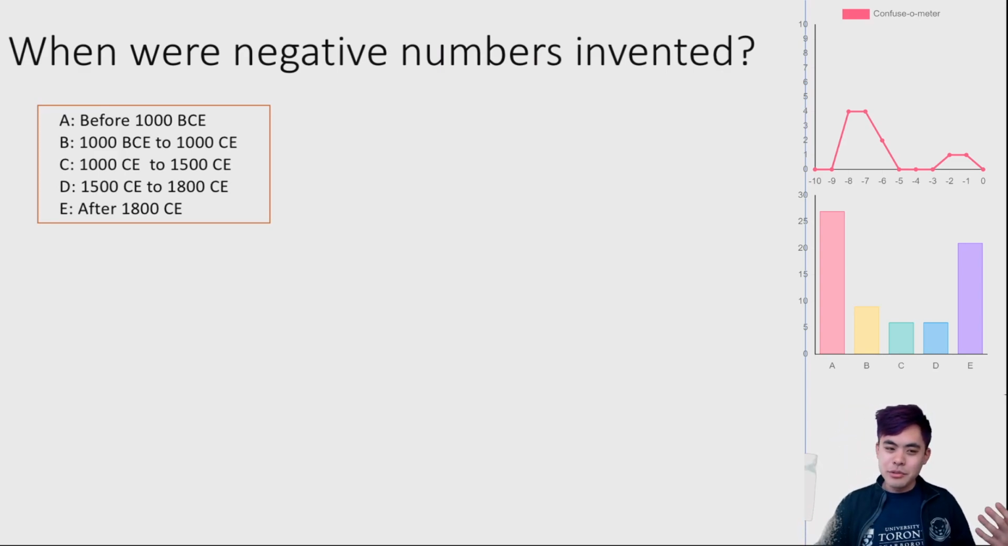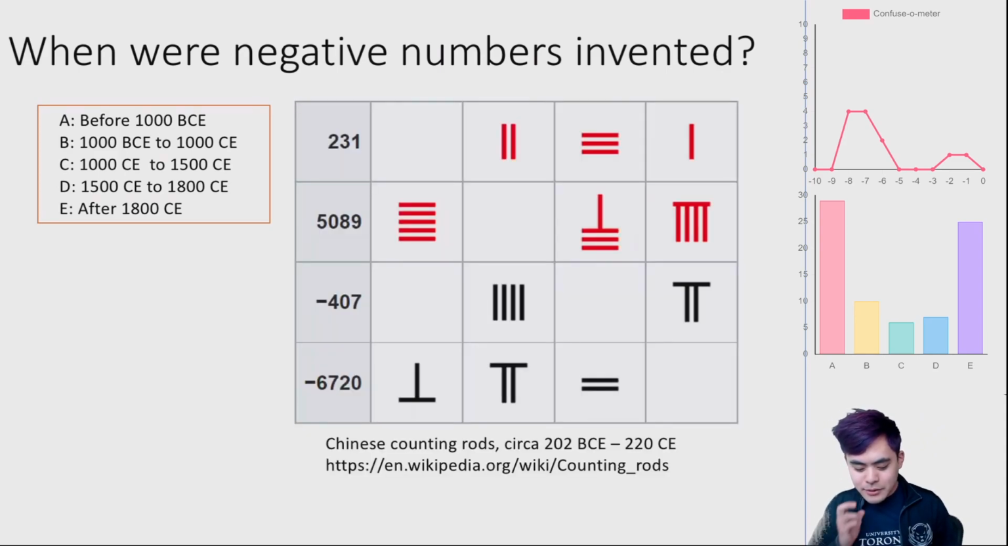On the other hand, we have people who say negative numbers are really complex and were probably invented only after 1800 in the current era, so only the last several hundred years. The answer is actually that they were invented between 200 BCE and 220 CE. The first recorded instance of people writing down negative numbers is in counting rods, a numeral system that the Chinese had back during the time period between 200 BCE and 200 CE.